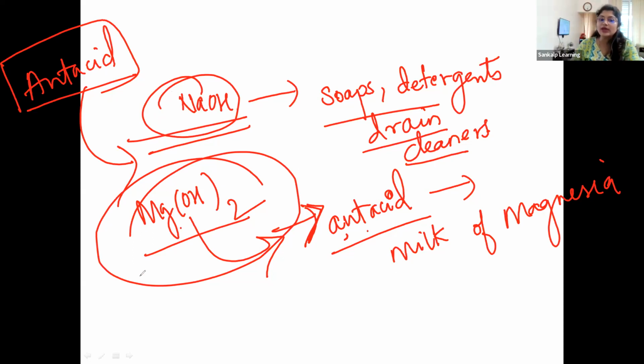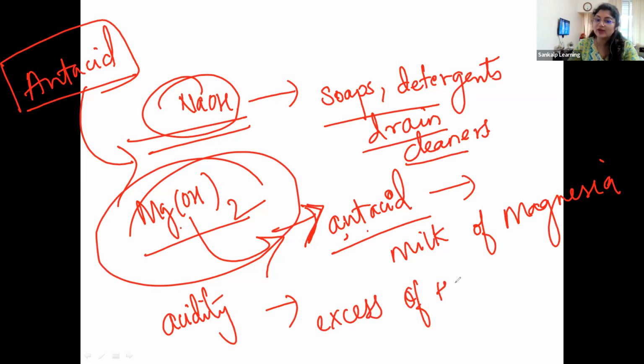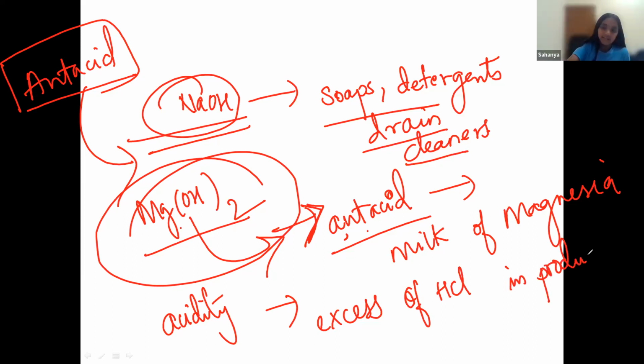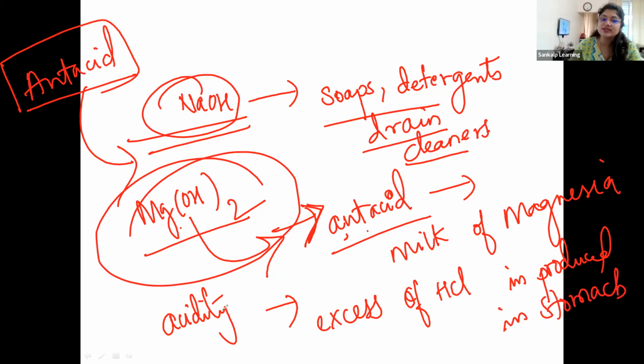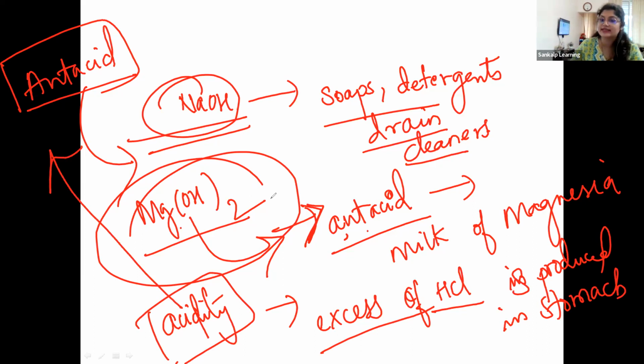So how do you get acidity? When an excess amount of hydrochloric acid is produced in the stomach, it causes acidity. To treat this, we are going to take an antacid.